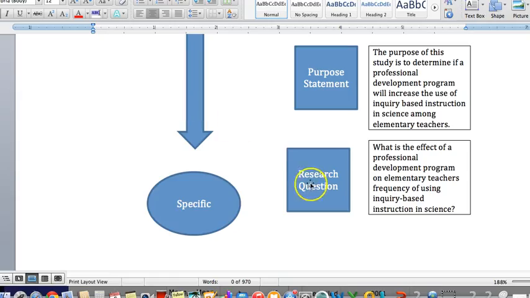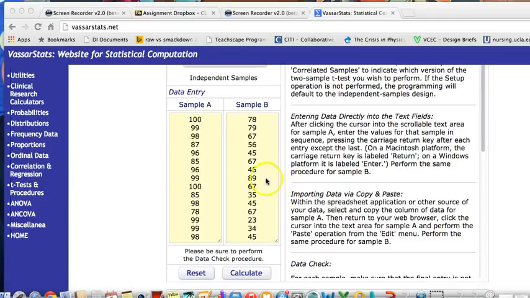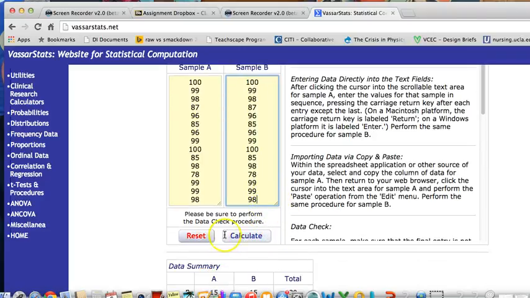Let's try another one, where they're not all the same. I'm going to do it this way. I'm going to just cheat here for time's sake. Where they are the same. We want them to be very similar. And let's see. I'm going to change a few numbers. Okay. So calculate.